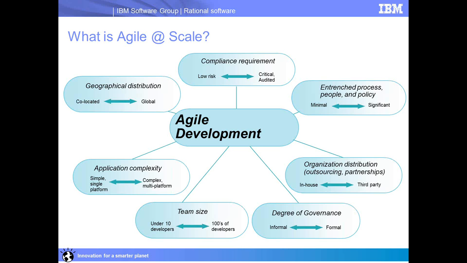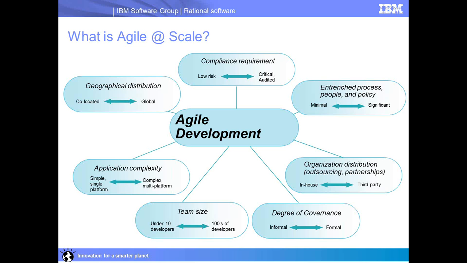So the application complexity became from simple to complex, right? Team size became more, from small teams of under 10 developers who were sitting across the aisle from each other, it suddenly became hundreds of developers who were spread across the world, right?